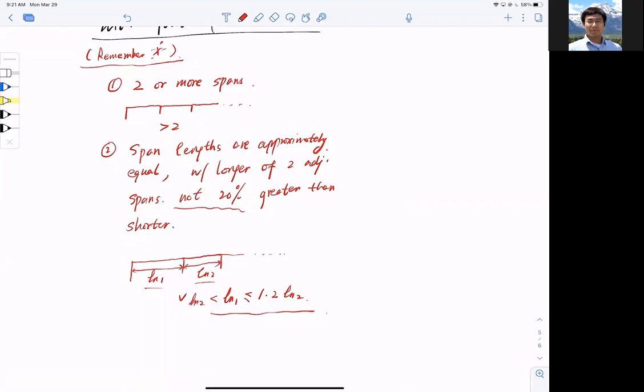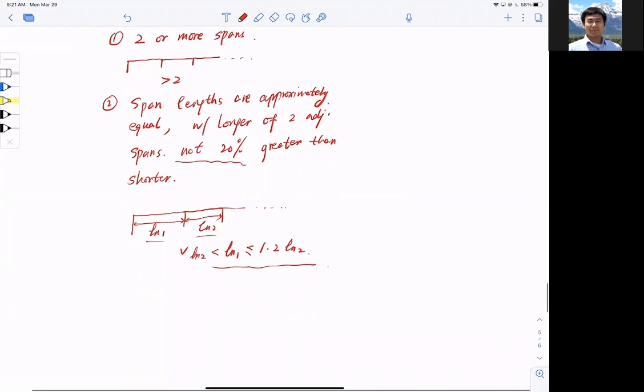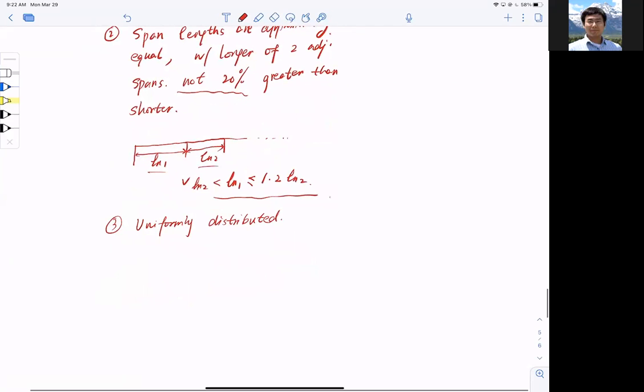All right, sorry about that. I'm back. So this is the limitation on the span length. It means that we prefer the adjacent spans to be about the same size. Number 3, it is best to have a uniformly distributed load. That means I want to see a loading that is uniformly distributed. Any concentrated force cannot be applied here.